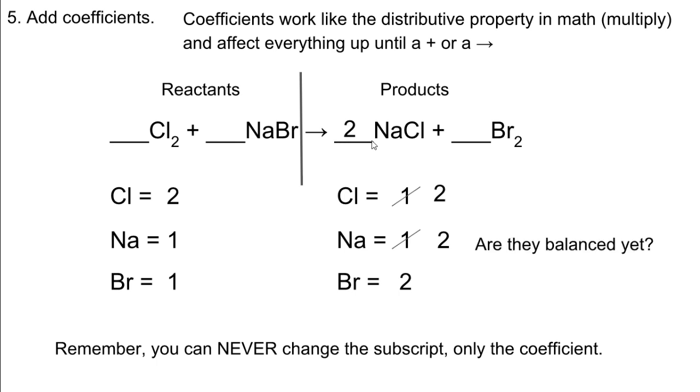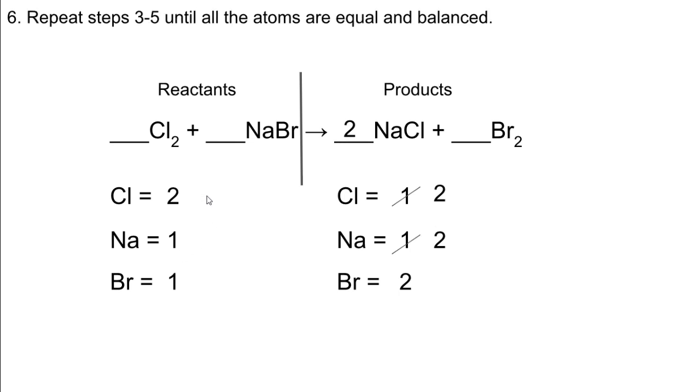Are they balanced yet? 2, 2, 2. All right. Now what do we do? Okay, so we're going to repeat steps 3 through 5 until all the atoms are equal and balanced. So sweet. I have Cl2, Cl2. Great. But now I have Na, I have 2 on my products and 1 on my reactants. So you want to ask yourself, what can I multiply by 1 to equal 2? And just like we did on this side, you're going to multiply it by 2.